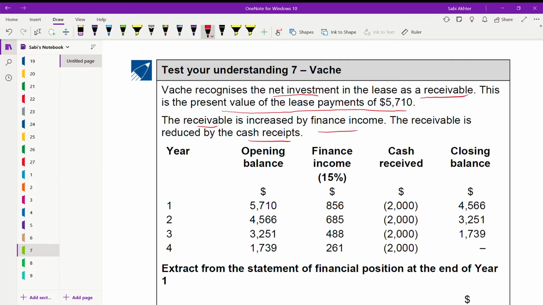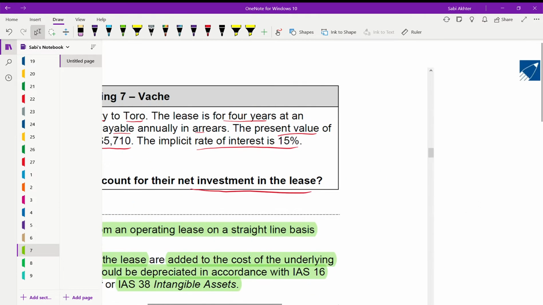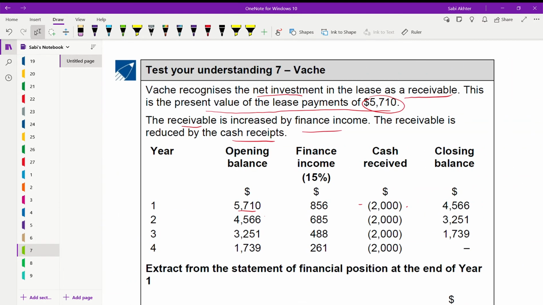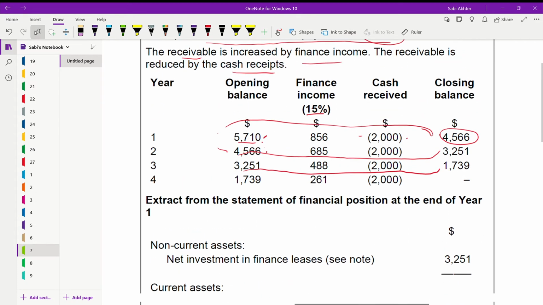So you start with the opening. You have already been given this 5710. You start applying 15%, and the cash payment will be 2000 for the 4 years, because the lease is for 4 years and the annual cost is 2000. So 2000 every year you deduct. Then you get this closing balance. Then this closing becomes the opening balance, and then this becomes the opening balance, and then this one. So every year 2000 you deduct, and interest 15% you apply on the opening balance. And finally it should be zero, nil.